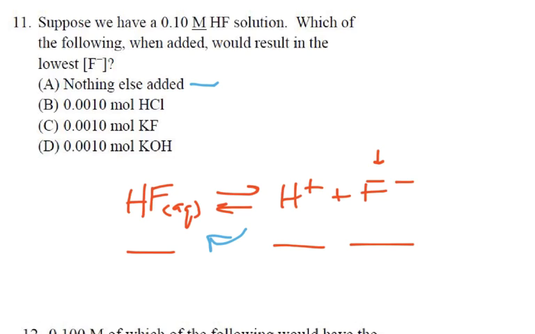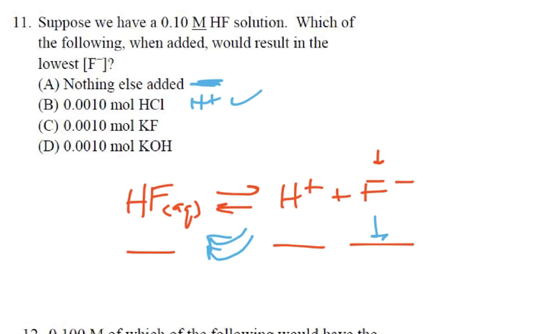Okay, that would mean if everything else here shifts to the right, then this would be my answer, so we'll keep that in mind. What if I added some HCl? Well, I don't care about the Cl, it's just going to be adding H+. If I added H+, that would shift it to the left, and that would lower my F-. So this is definitely a possibility that will work.